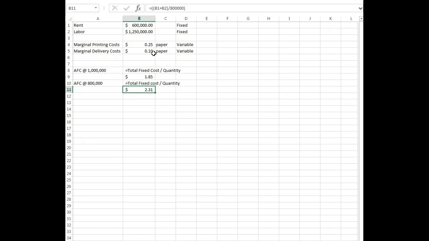Well, if we're looking at 800,000 papers, remember, what is our equation for total costs? Total costs is simply equal to our total fixed costs plus our total variable costs. Well, what will our total fixed costs be? Our total fixed costs will be the 600,000 plus the 1.25 million. Our total variable costs will be the 25 cents per paper times our 800,000.